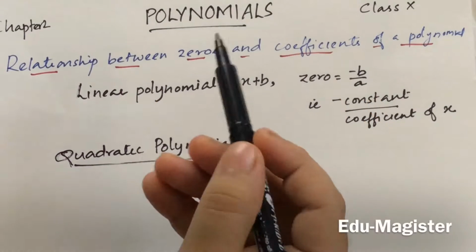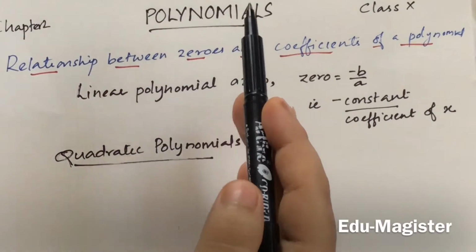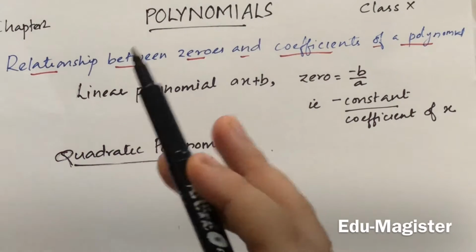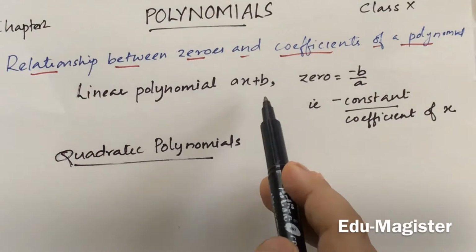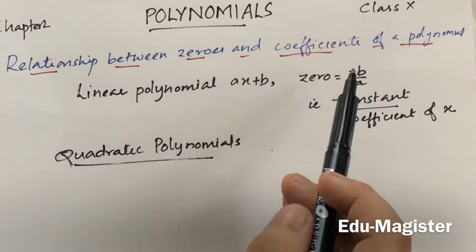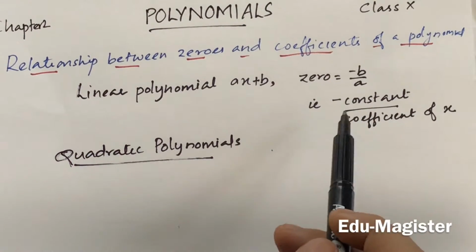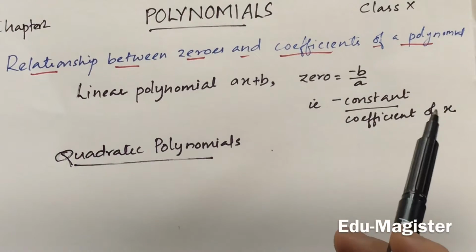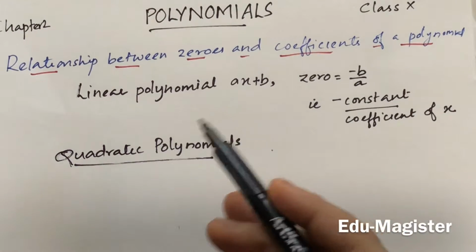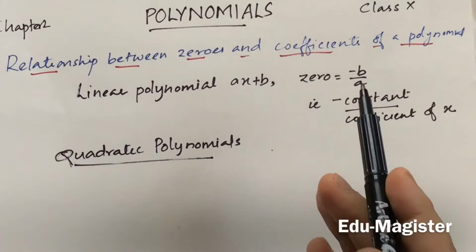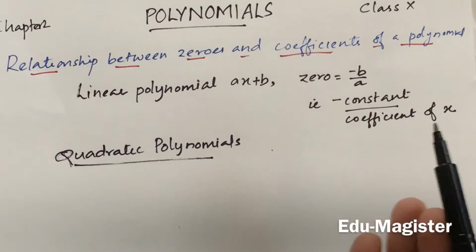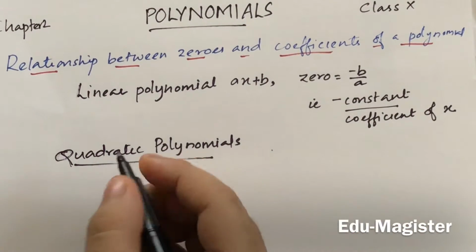Welcome to part 3 video of chapter 2 polynomials. In the part 1 video we have discussed that for a linear polynomial ax plus b, the zero is given by minus b by a, that is negative the constant by coefficient of x. Now let's see if there is a similar relationship between the zeros and coefficients of a quadratic as well as a cubic polynomial. Let's take an example.